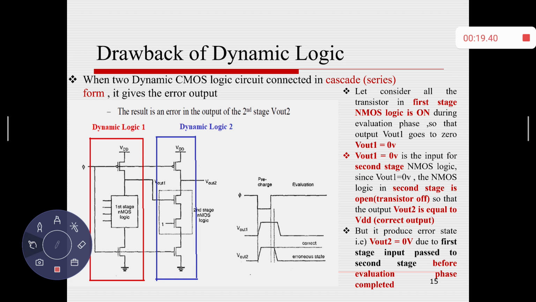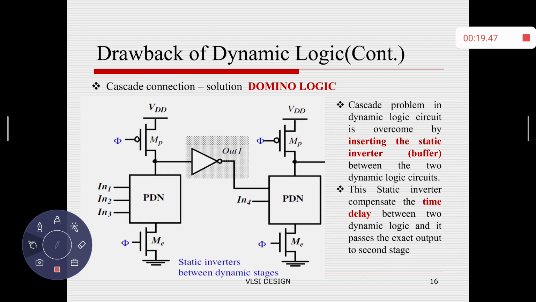So how it is overcome is by placing a known delay between dynamic logic 1 and logic 2. This is called a static inverter. Here we need to define the standard delay unit. That delay unit sits between the output of the first stage and the input of the second stage.